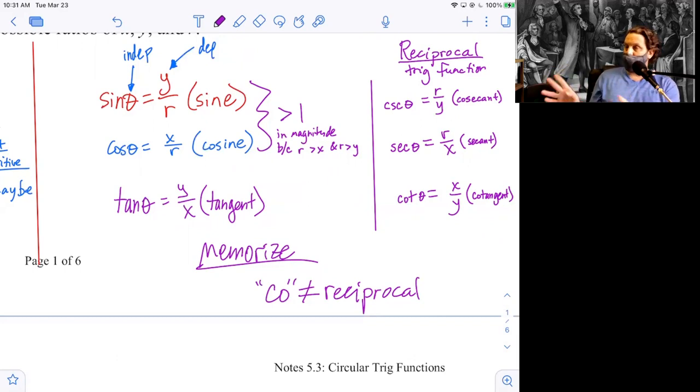No two co's go together, okay? So you have sine and cosecant, and then secant and cosine. They each pair up with a co. A non-co name pairs up with a co name. So what's the reciprocal of sine? Cosecant. And what's the reciprocal of secant? Cosine. Okay, so cosine and secant are reciprocals of each other.